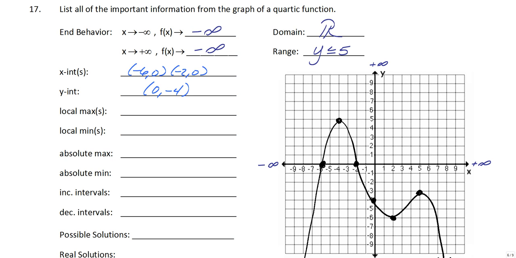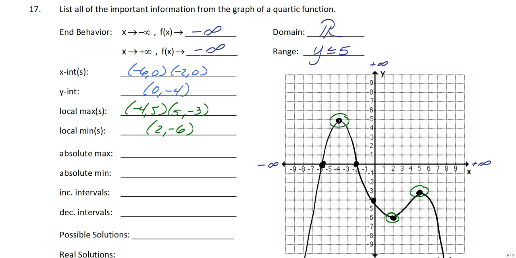Now, local maxes and mins versus absolute maxes and mins. A local max and a local min, we can have more than just one. So a max would be at the top of any curve. So we have -4, 5. And we have 5, -3. Those are absolute or local maxes. A local minimum would be at the bottom of any curve. And we only have one here. It's 2, -6.